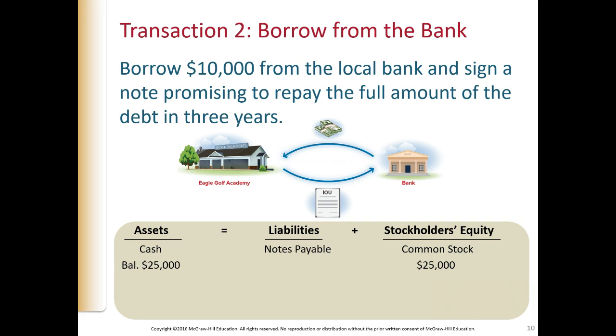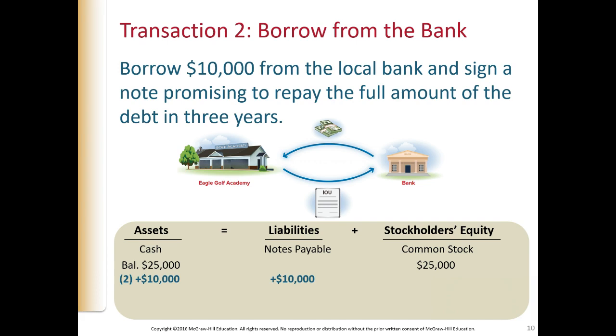With the second transaction, we need more cash, and so the corporation goes out and borrows $10,000 from the bank. The cash account goes up another $10,000, and then you answer the question, why did this cash come in the door? Did it come in from selling more stock? No. This cash came in the door from borrowing money, and therefore a liability account we'll call notes payable increases.